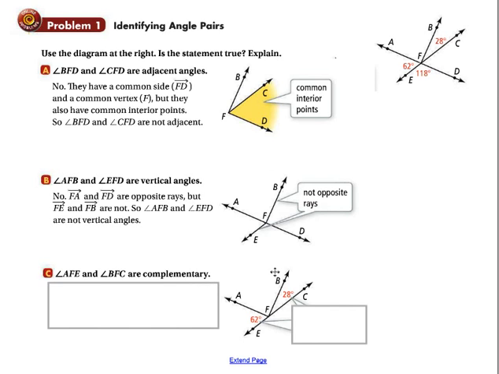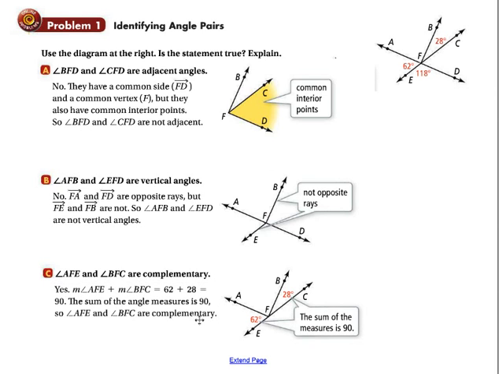And how about the third one? It says angle AFE and angle BFC. AFE and BFC. Are those complementary angles? Well, remember, complementary angles add to 90. And if you add 62 and 28, it looks like they do add to 90 degrees. So yes, those are definitely complementary angles.